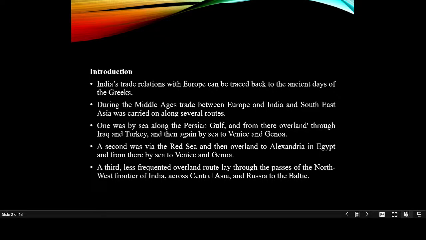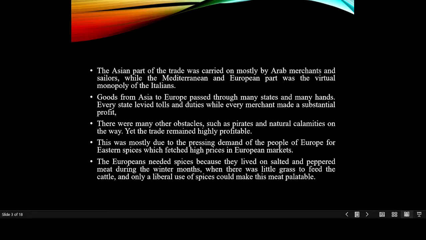Okay, so let's move on. So this is the introduction. Let's see how the Europeans came further. The primary route, however, used by them was through the Persian Gulf, and then overland through Iraq and Turkey, and then again by sea to Venice and Genoa. This was the primary route.